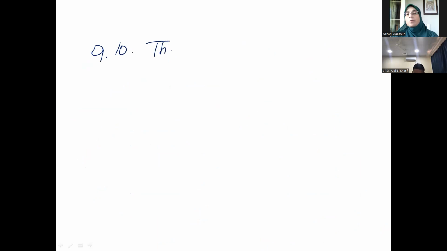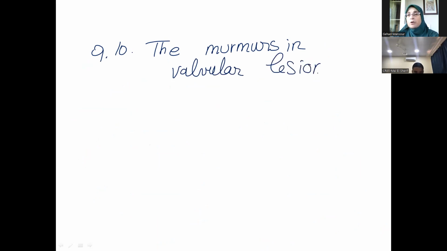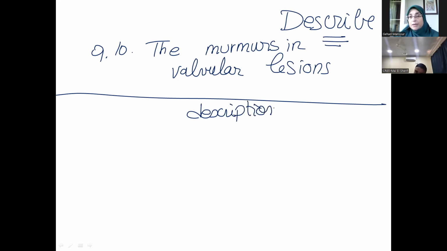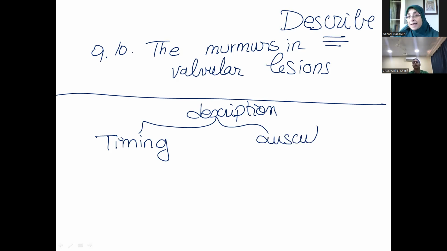من ضمن الحاجات كمان اللي احنا لازم نعرفها مثلا يعني question 10، ولا بلاش، خلينا نعمل الأصعب الأول، the murmurs in valvular lesions. يعني ممكن أقول لك الquestion هتبقى describe. When I describe the murmur in a valvular lesion يبقى my description should include the following: the timing of the murmur and the auscultatory area where you can best hear the murmur.